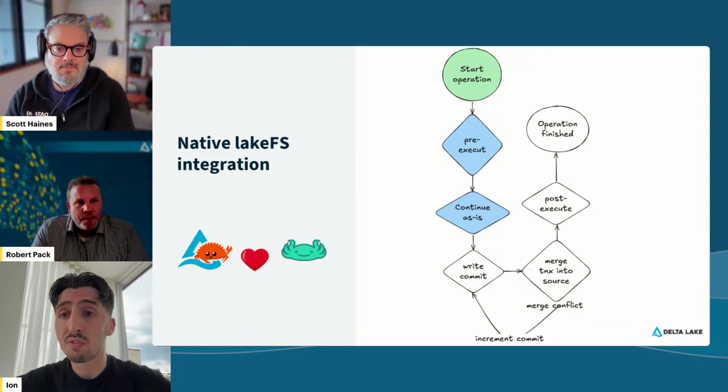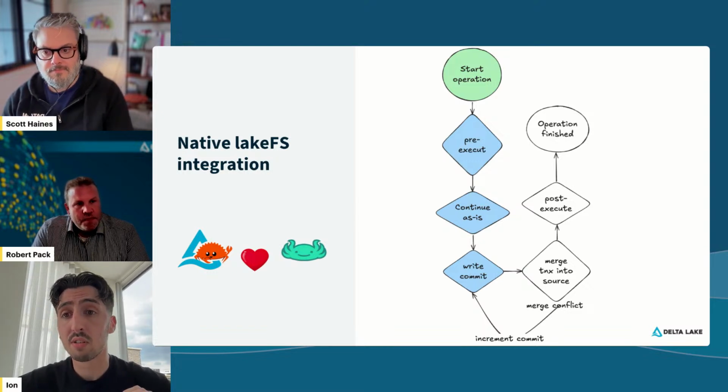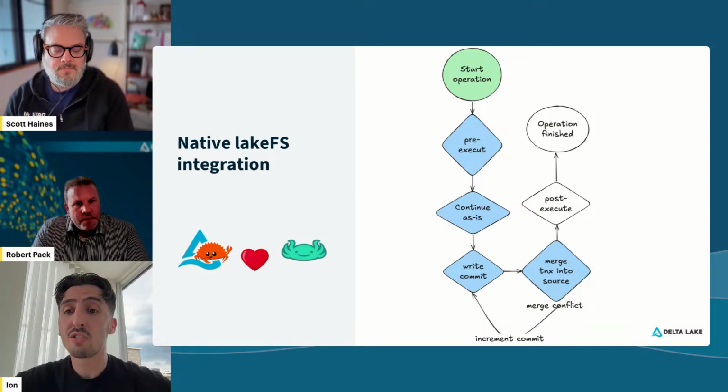You write all of your data in this operation to the transaction branch. Then we write the Delta commit also to that transaction branch. Create that LakeFS commit so the data is also committed into the LakeFS branch. And now we will try merging this transaction branch into your source branch. So let's say I wanted to write directly into main. We'll try to now directly merge this transaction branch into main.